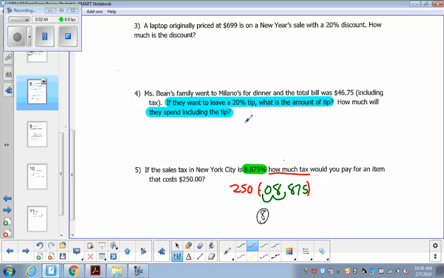Friendly reminder that every once in a while, I might ask, how much would you pay for the actual item? Which means you would then have to take the tax and add it back into the 250. But for this problem, it's just asking how much tax would you pay. If you want to pause the video at any point and go back and just do these problems, that's fine.